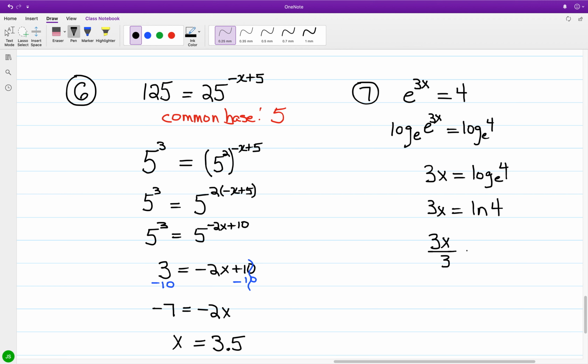And if I divide out by 3, x is equal to 1/3 of the natural logarithm of 4. And if I approximate to the nearest hundredth, with 1/3 of the natural logarithm of 4, we have x at 0.46.